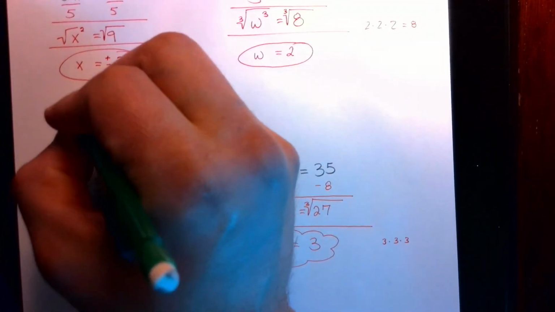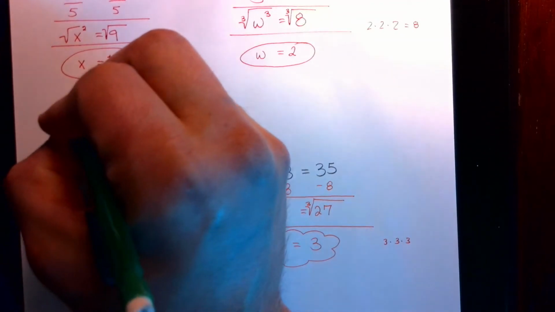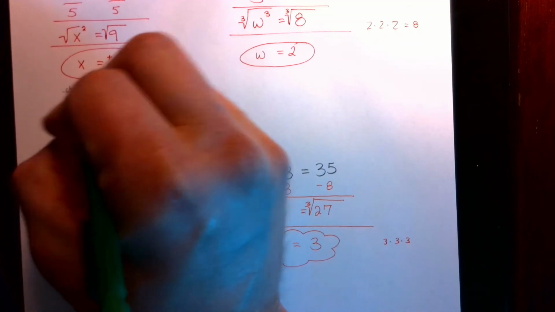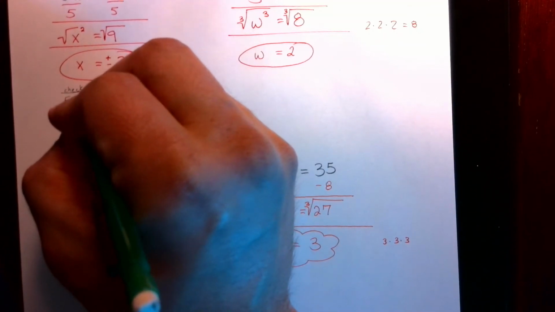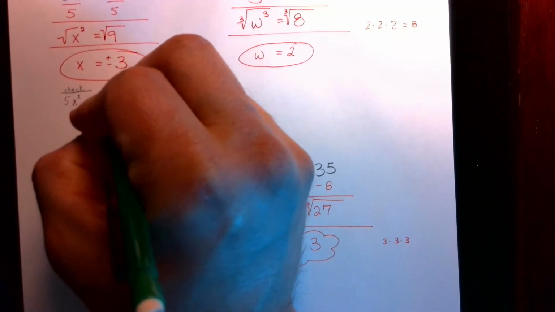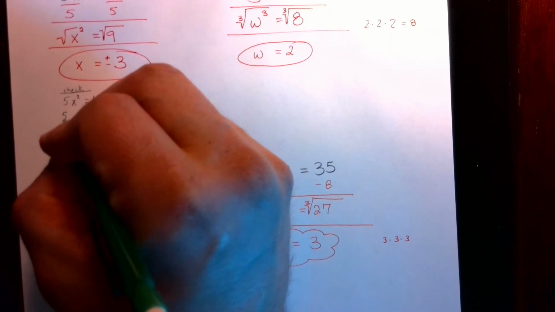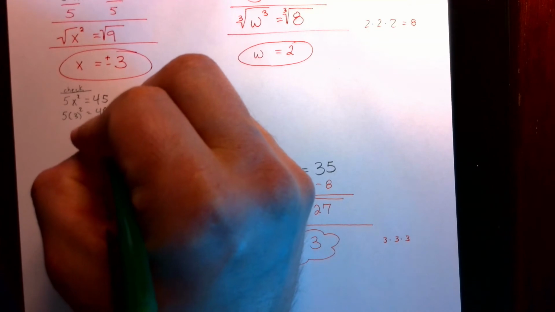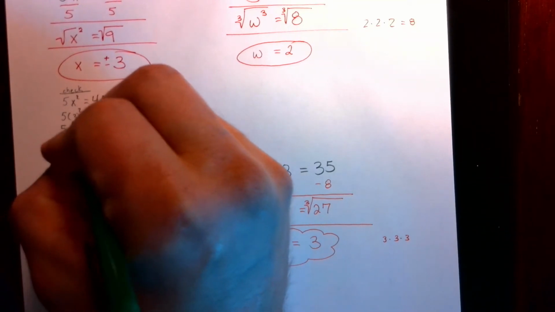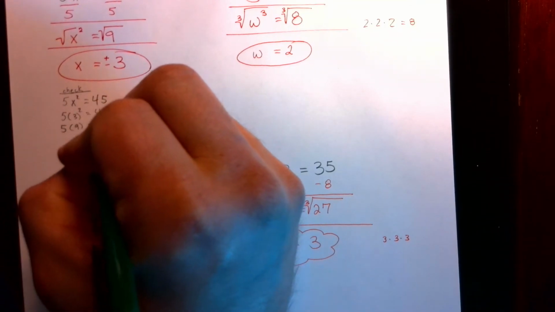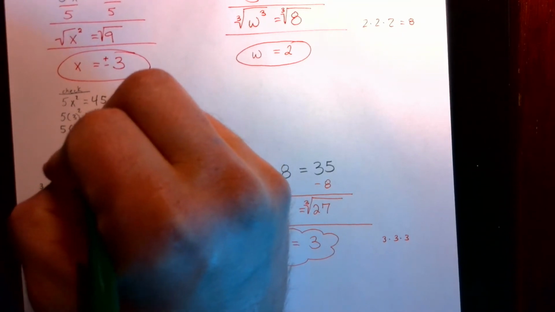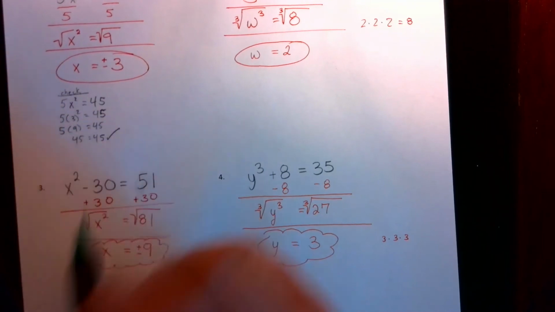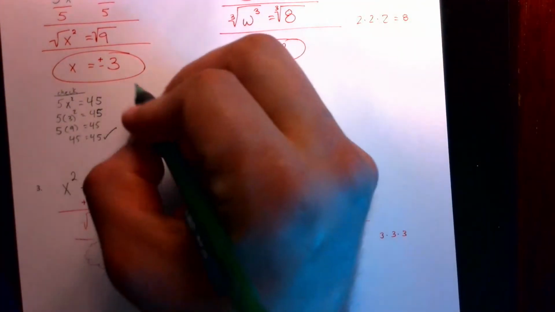But if I checked my problem here, I'll just do number 1. This was the original problem. I'll do a check for it. You don't have to do a check, but I'm showing you how it works. If this was my original problem, I could plug in 3, and 3 squared is 9, and sure enough I get 45 equals 45. So 3 is indeed an answer because I plugged 3 in for x and it worked.